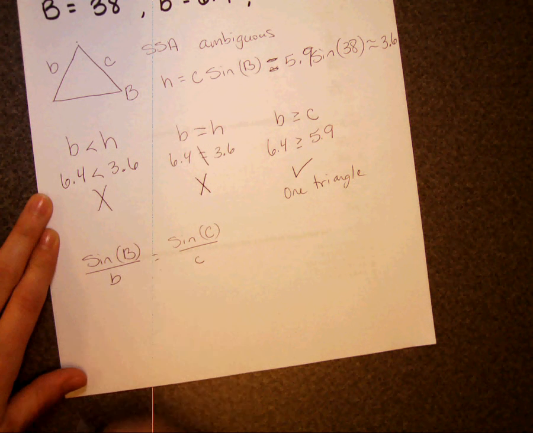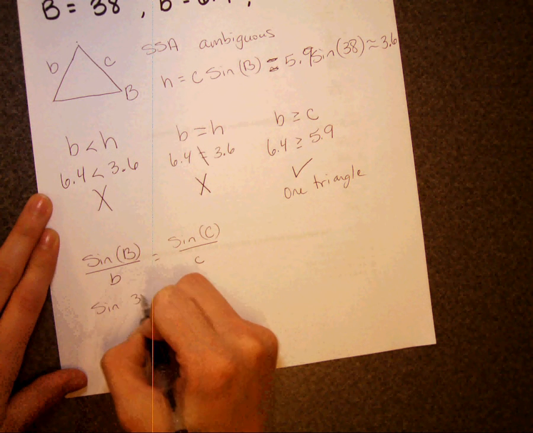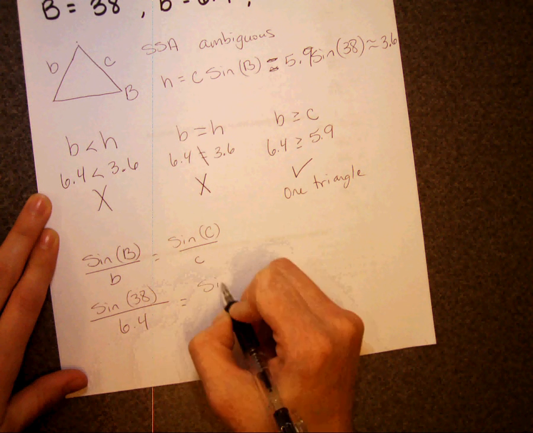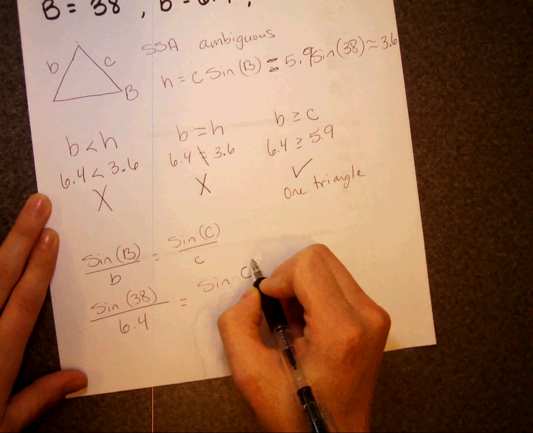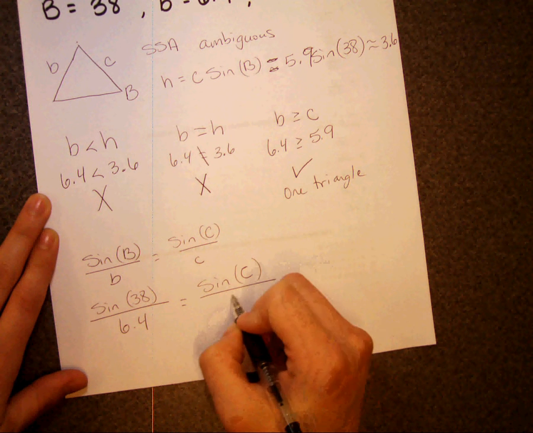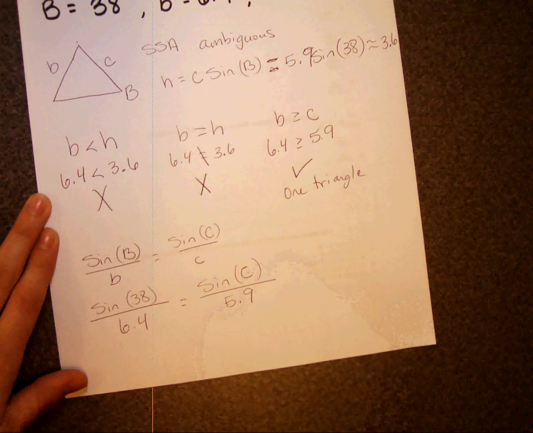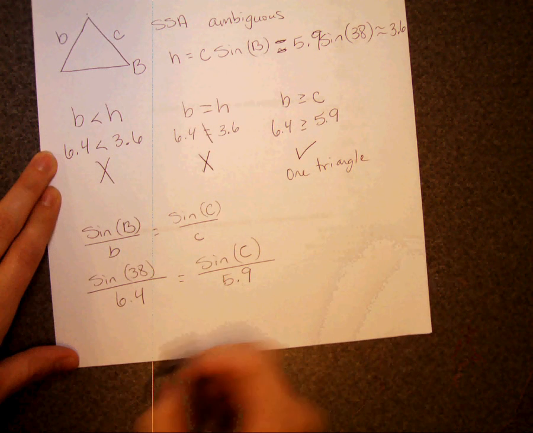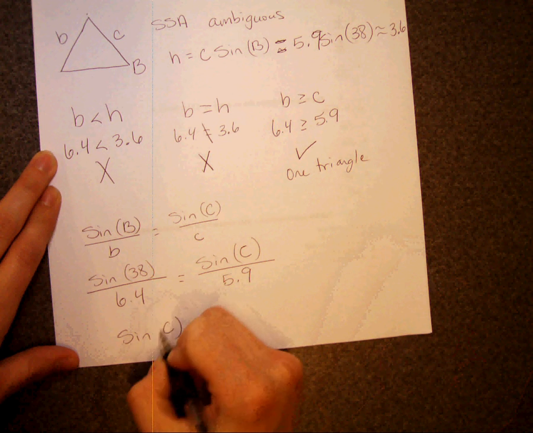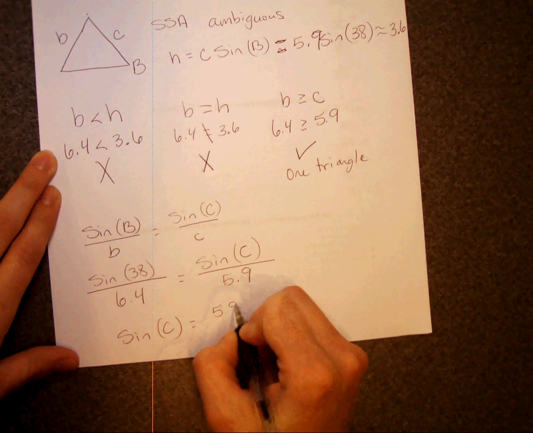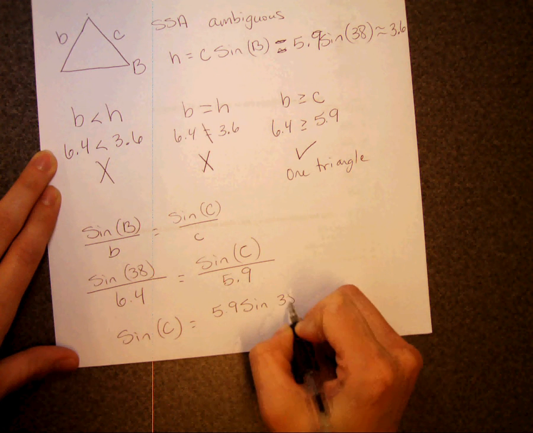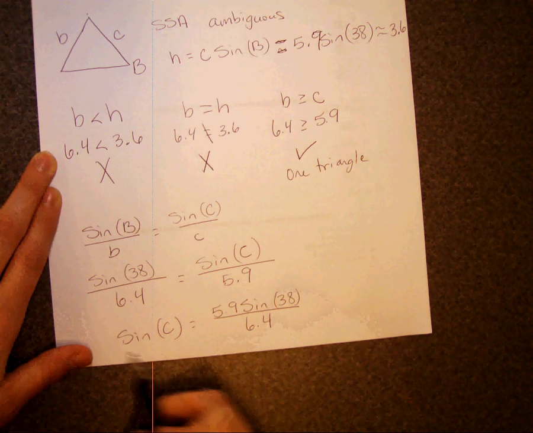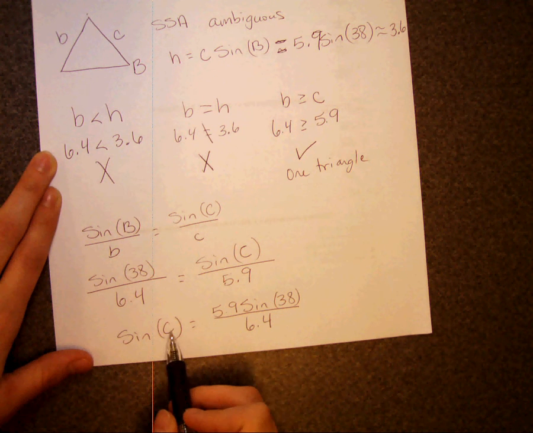So I'm going to start with sine B over B equals sine C over C, and plug in my values. So I get sine of 38 divided by 6.4 equals sine of C, we don't know what that is, we're going to find it, divided by 5.9. Cross multiply and divide, I end up with sine of C equals 5.9 sine of 38 divided by 6.4.